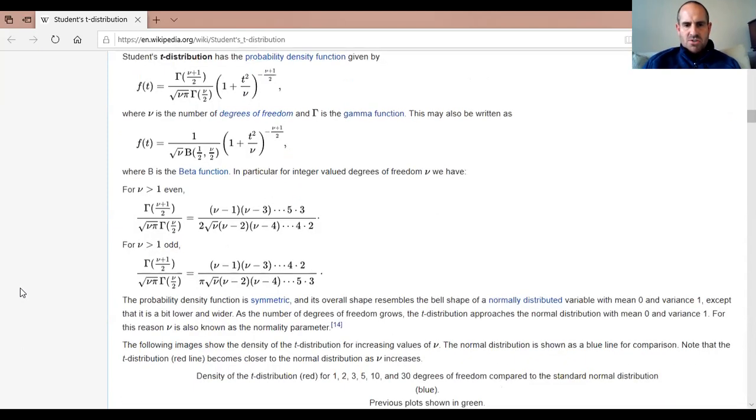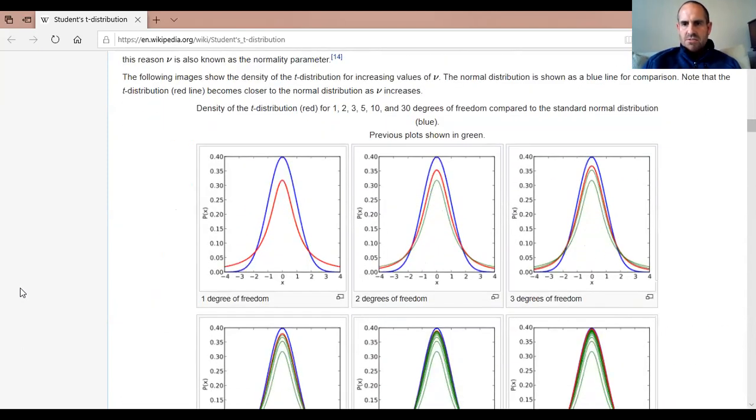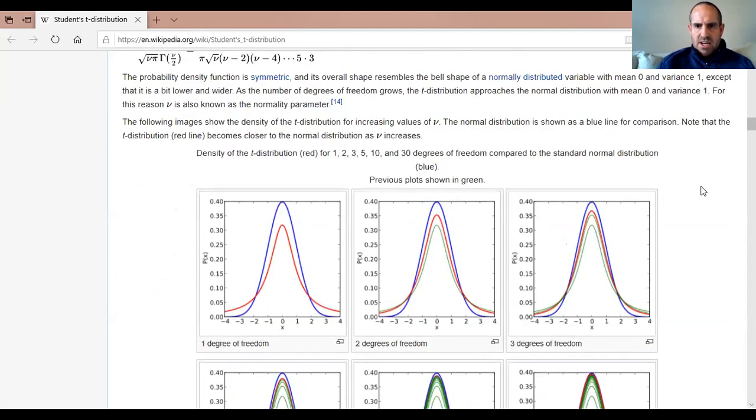There are also some nice pictures on this Wikipedia page that are not unlike what we saw above. So how is this working? The blue plot here, as they say right up here, is the standard normal distribution. Then they show the new degree of freedom t distribution in red, and they leave the old plots from prior degrees of freedom in green as they develop this.